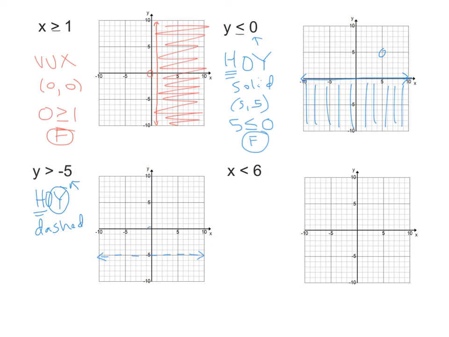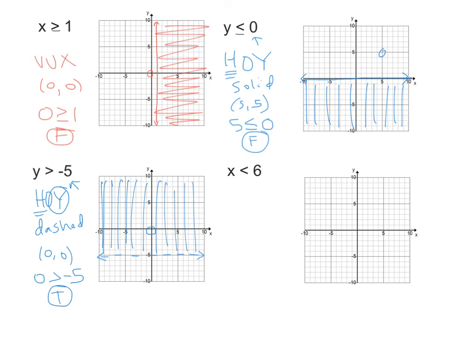All right, I'm going to test the point 0, 0. So when I test the point 0, 0, I get 0 is greater than -5. Is 0 greater than -5? It sure is. This one is true. So if it's true, that means this point is a solution, which means we need to shade where that point exists.